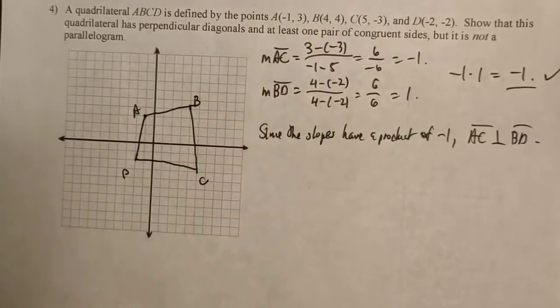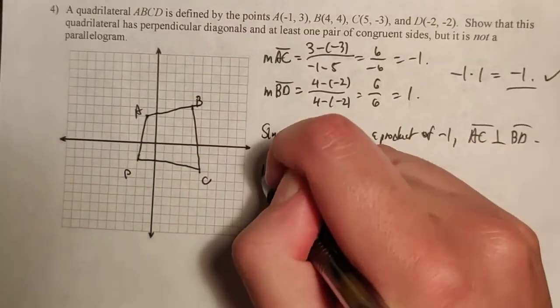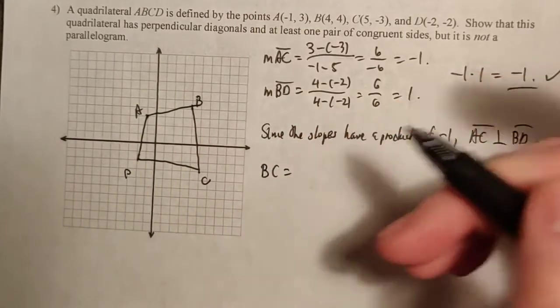It has at least one pair of congruent sides. So I'm not sure which pair of sides are congruent here, so I'm just going to have to write these out and see what's going on here. It looks to me that DC and BC are the same, but let's just try it, okay? So we're going to write this out. So we're going to try BC here.